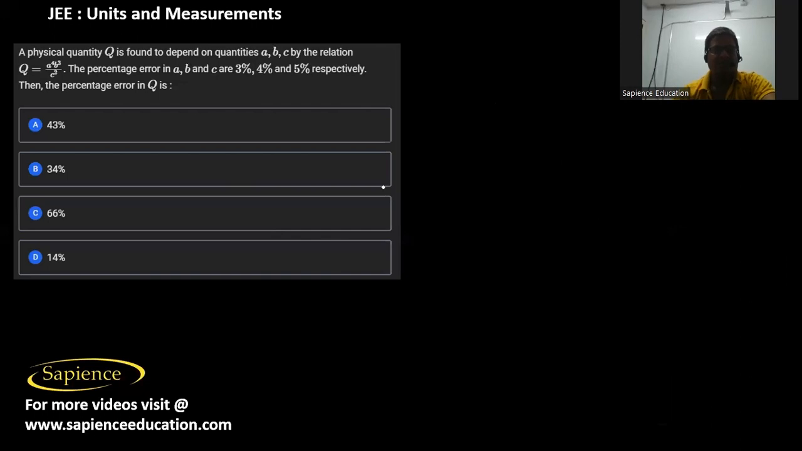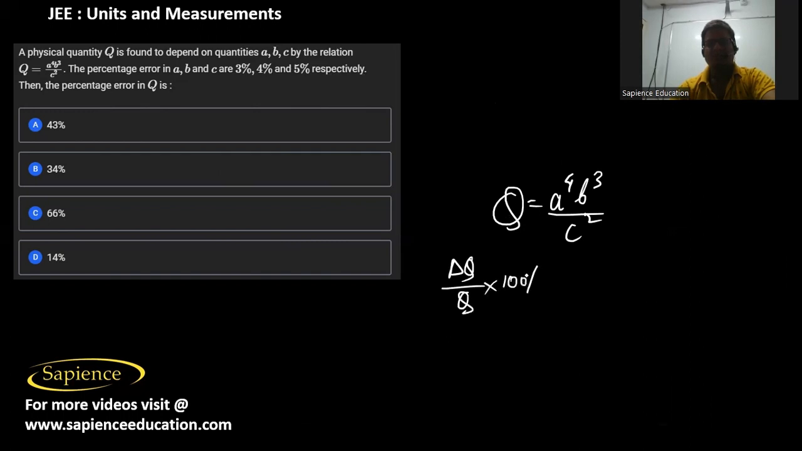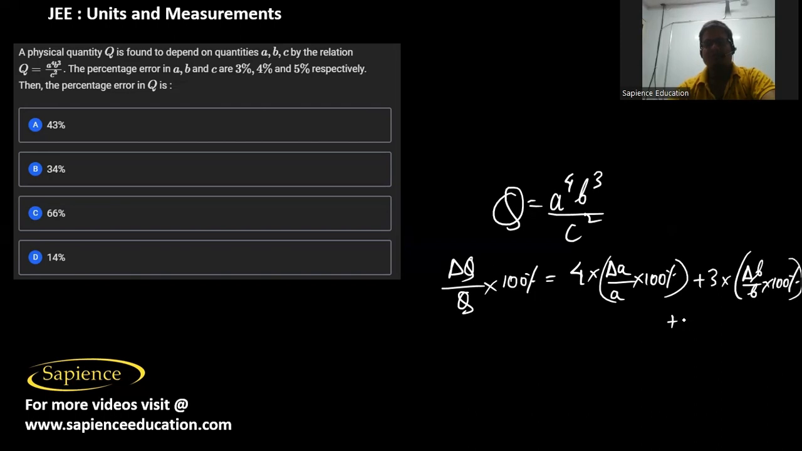Then here it is told, a physical quantity Q is found to depend on quantities A, B, C by the relation Q equals A power 4 B cube by C square. The percentage errors in A, B, and C are 3%, 4%, and 5% respectively. The percentage error in Q is? So therefore, the percentage error in Q, that is delta Q by Q into 100%, will be equal to 4 into the percentage error in A, plus 3 into the percentage error in B, plus 2 into the percentage error in C.